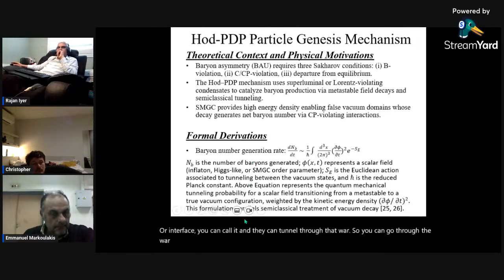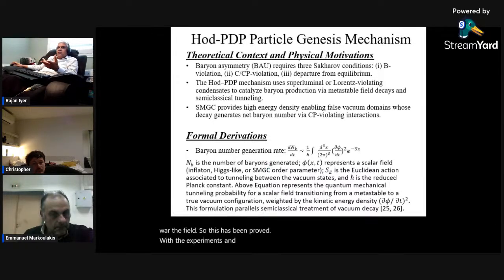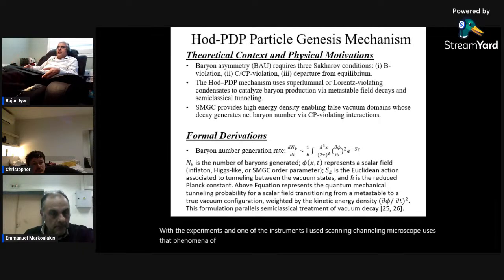So this has been proved with the experiments. And one of the instruments I used, scanning tunneling microscope, uses that phenomena of tunneling. So I know that it is real because that microscope works, and I used it for imaging the energies of the surfaces.